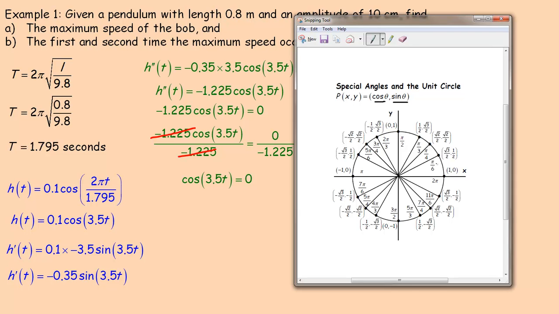So for example, this is pi over 6. The cosine of pi over 6 would be root 3 over 2. The sine would be a half. Now we're looking for where the cosine is 0. So we're looking for x coordinates that are 0. So we get one here.